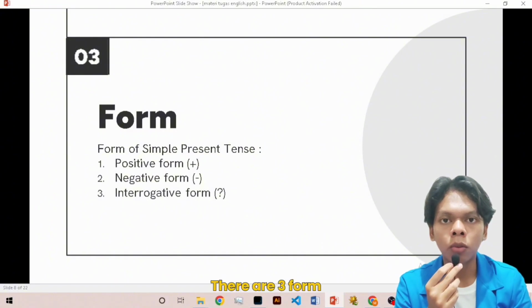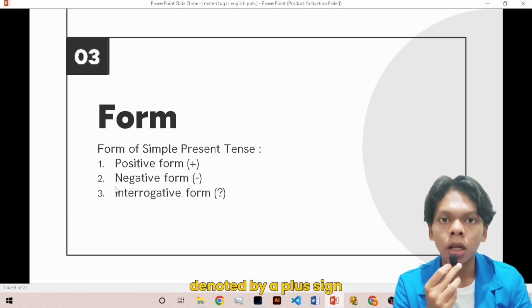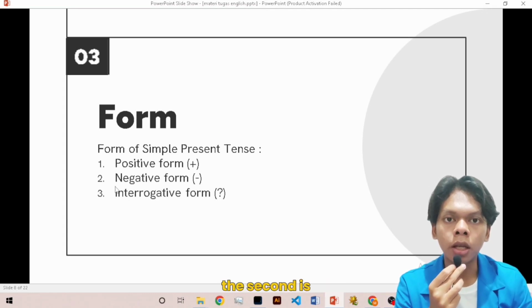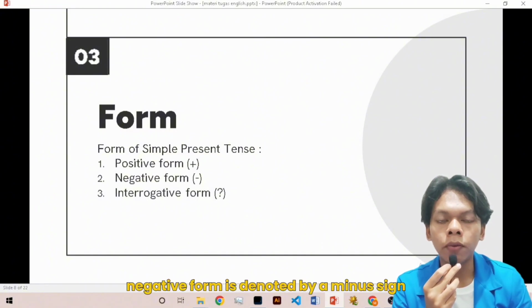There are three forms of simple present tense. The first one is positive form, denoted by a plus sign. The second is a negative form. Negative form is denoted by a minus sign.